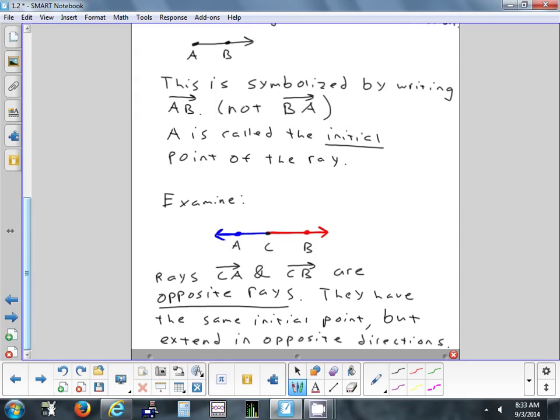Okay, so opposite rays start at the same point, extend in opposite directions. So with all these definitions, what I might do on a test is give you a word and ask you to define it, or I might give you a picture and ask you to describe it that way, using certain terms. Okay, any questions on opposite rays?